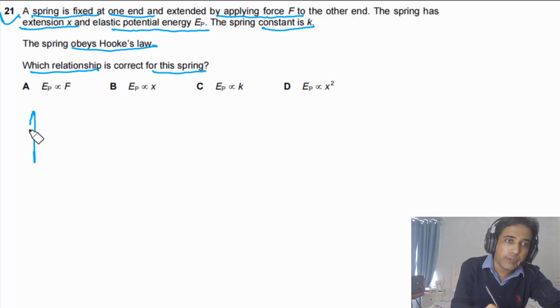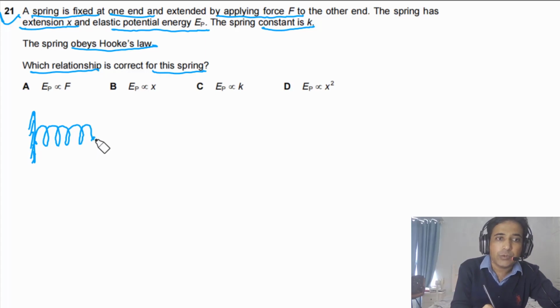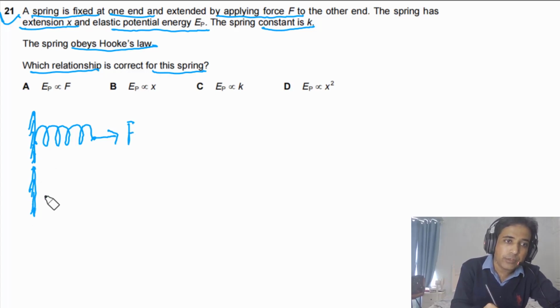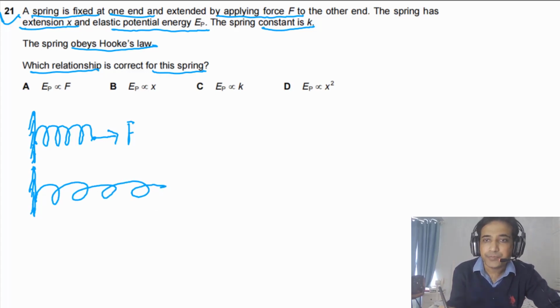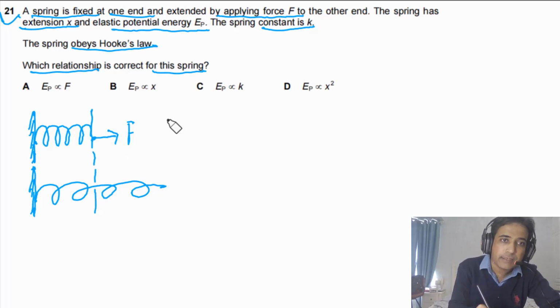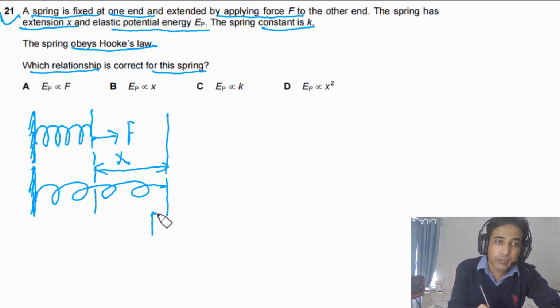First of all, we can sketch this one because it's very important to visualize. This is the spring, and then we apply force F on this spring, and when we apply force F, the spring is extended. This is the value of X, the extension. Then the elastic potential energy stored in this spring is EP. We need to find the relationship between EP and X.